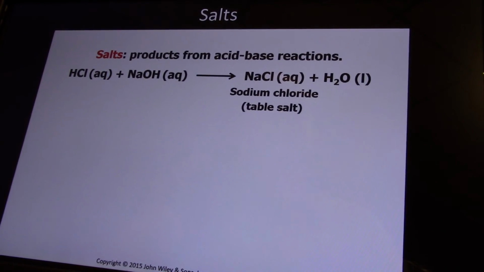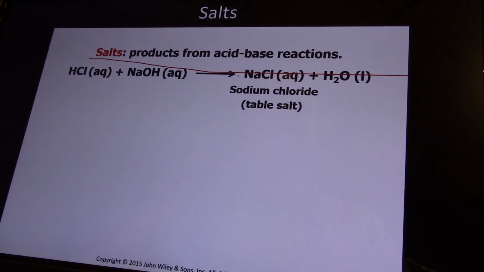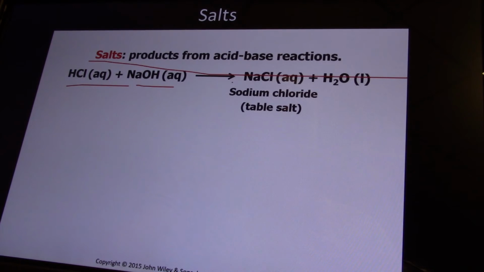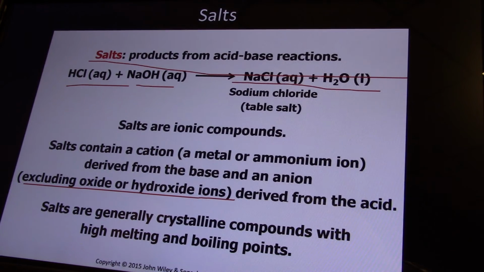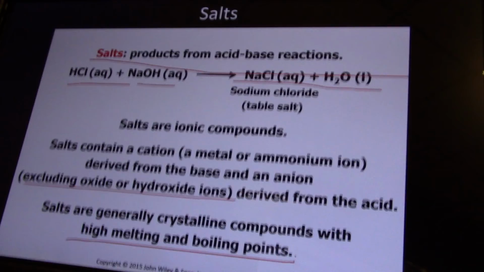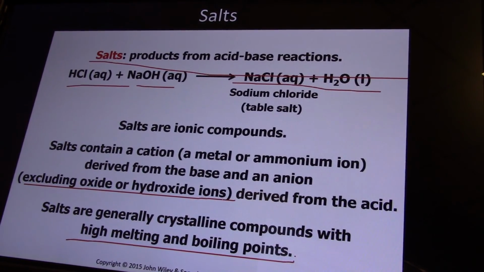Salts. These are products from acid-base neutralization. Strong acid and strong base forms salt and water. Salts are ionic compounds. Ionic compounds are anything that's held together with positive and negative charges. However, we don't count the metal oxides or hydroxides. Those are bases, not salts. Salts are generally crystalline compounds with high melting points and high boiling points. There are some exceptions. Salts that are liquid at room temperature are called ionic liquids.